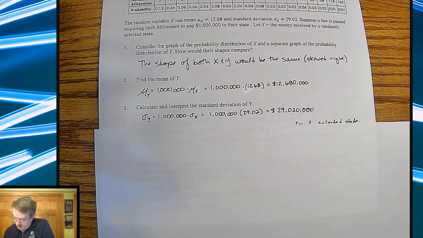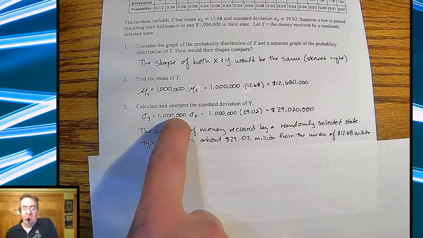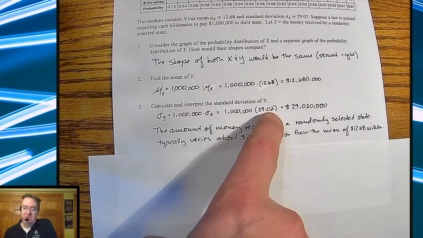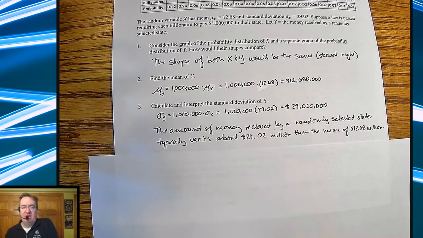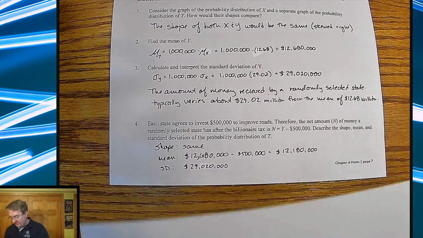Now, you know what's coming next, standard deviation. So you're going to do the same thing there. $1 million. Now, since it was multiplying, you're going to multiply here. So you're going to take $1 million times the old standard deviation of 29.02. And so that means we have a standard deviation of 29.02 million. So just a little bit above $29 million. And of course, what does that mean? It means that the amount of money received by a randomly selected state typically varies by $29.02 million from the mean of $12.68 million. And yes, it needs to be in that form.